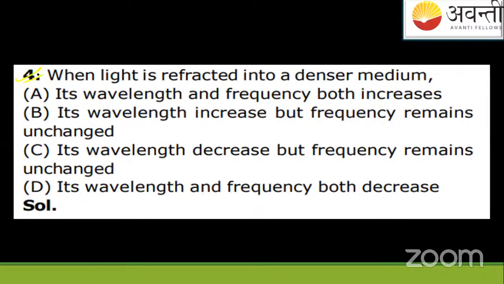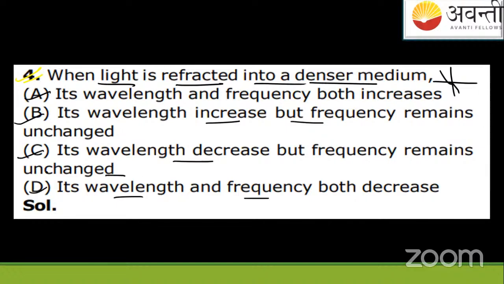It's just a theoretical based question. If you have read the theory, you will be able to answer it. The question is asking, when the light is refracted into a denser medium, so the light is passing from a rarer medium to a denser medium, you have to answer its wavelength and frequency. A, both increase, or B, its wavelength increases but frequency remains unchanged. C, wavelength decreases, frequency unchanged. D, wavelength and frequency both decrease. Among A, B, C, D, what is the option? Please write in the chat box. I'm waiting for your answers.